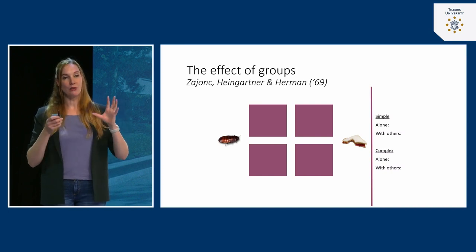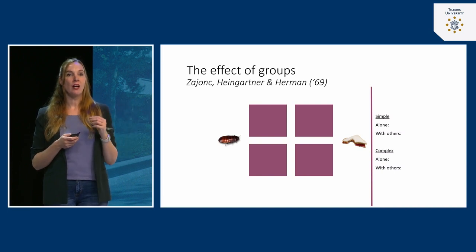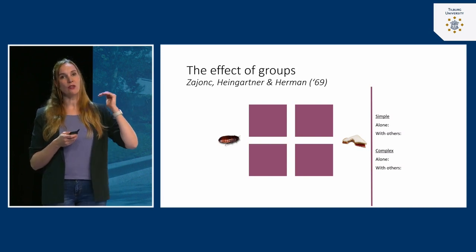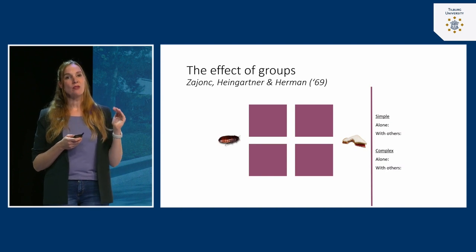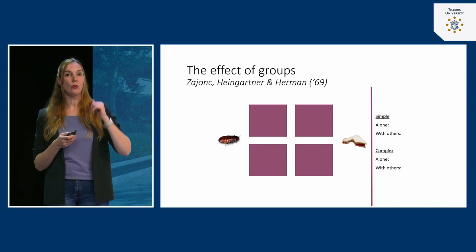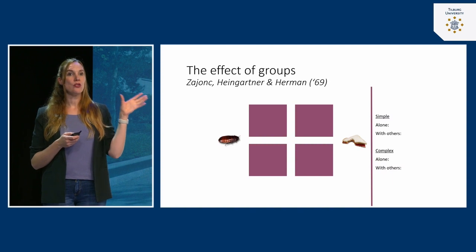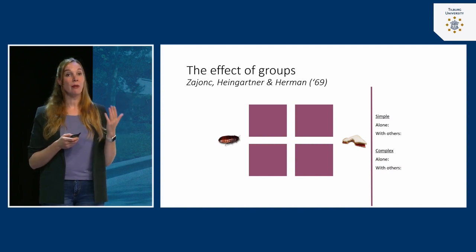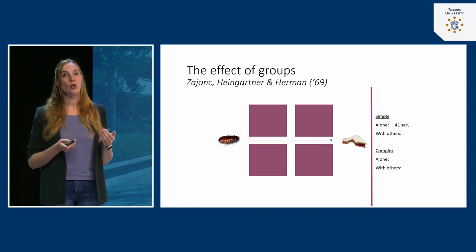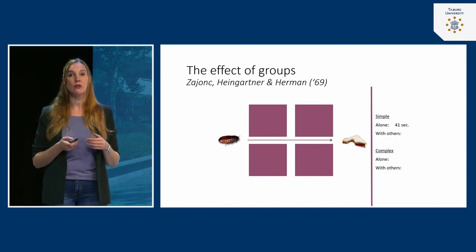And here there were various conditions. This cockroach could reach a piece of food, a food item, and he could access the food item through a maze. Sometimes this maze was really simple. So you can see that over here, the cockroach can immediately see the food item and easily access it. And if this cockroach was going through the maze, getting the food item by himself, you see that the performance was pretty good, 41 seconds for this cockroach to reach the food item.